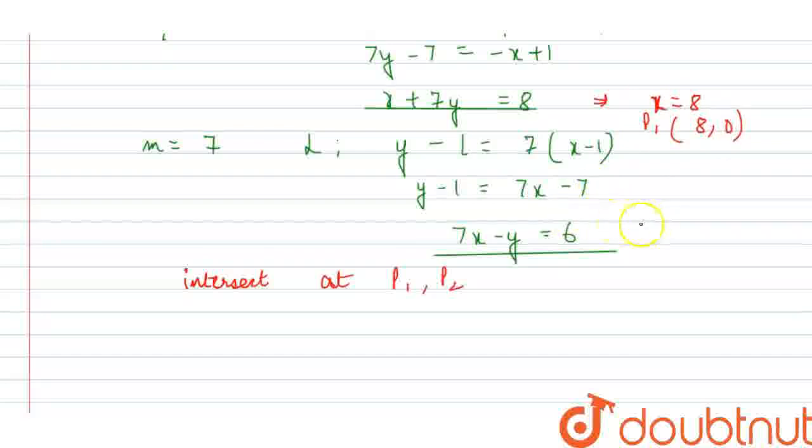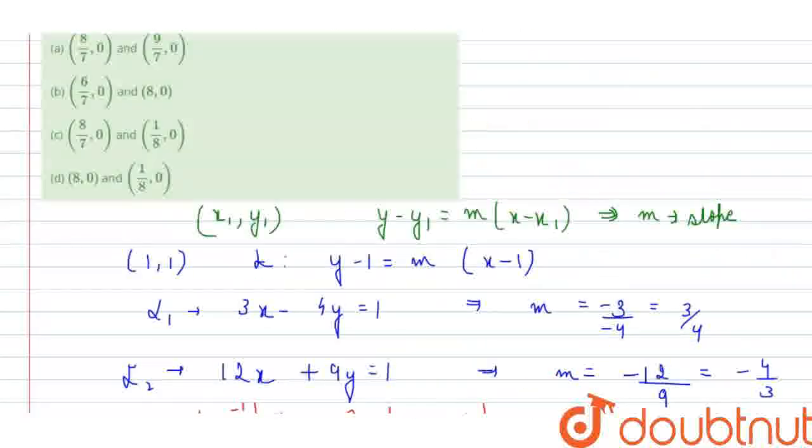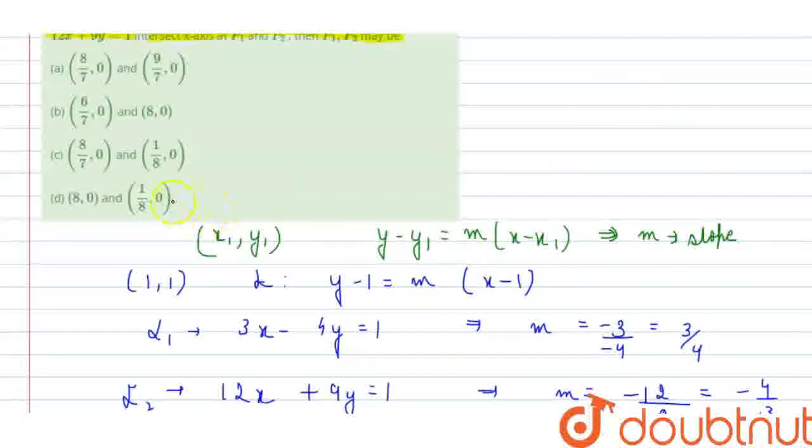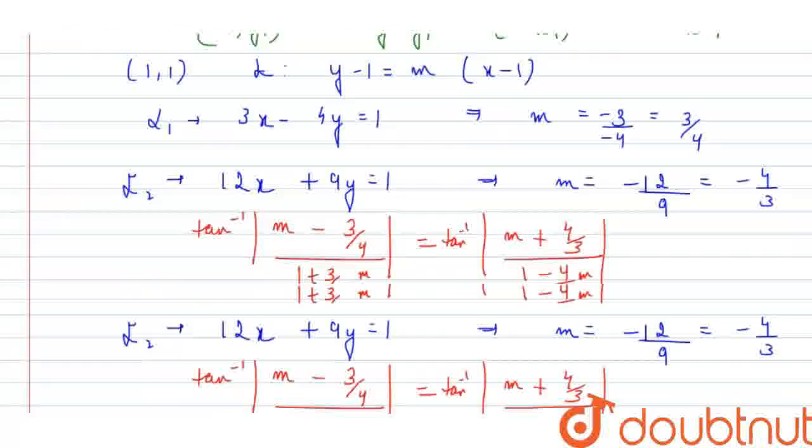And if I'll be putting here y is equal to 0, I get x is equal to 6 upon 7. So what is the point P2? That would be (6 by 7, 0). Let's see which of the following options is the correct option. So (8, 0) and this. So I hope this explanation is clear to you all.